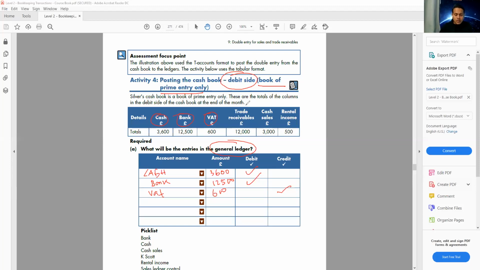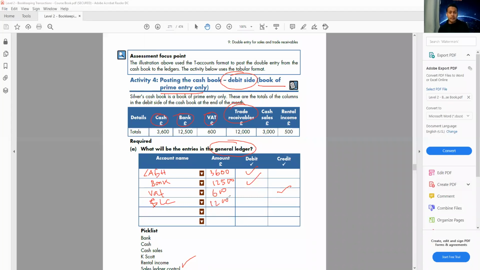On the other hand, trade receivables, that's the tricky one. Please remember all of that. Trade receivables have another name, the sales ledger control, because here they give sales ledger control. We remember sales ledger control. Now, this one, I want all of you to listen to me very carefully. Sales ledger control, 12,000.